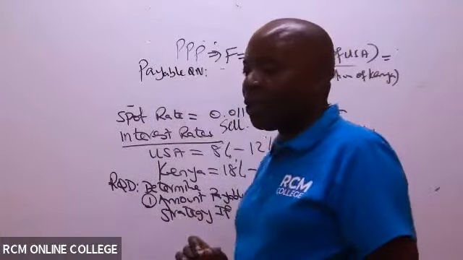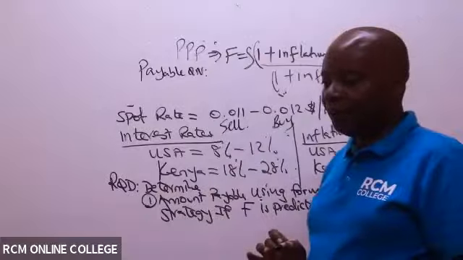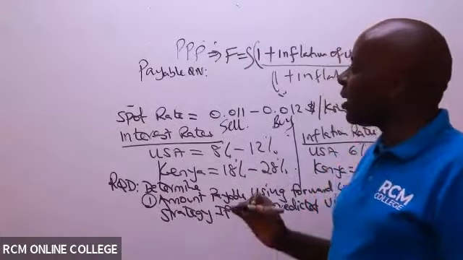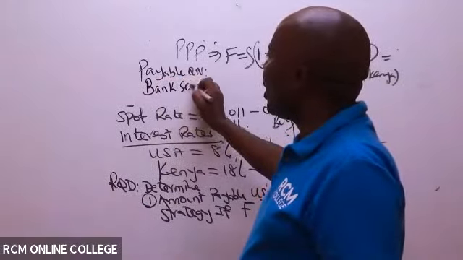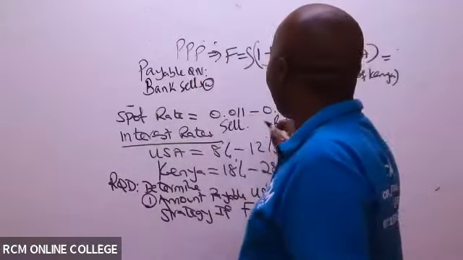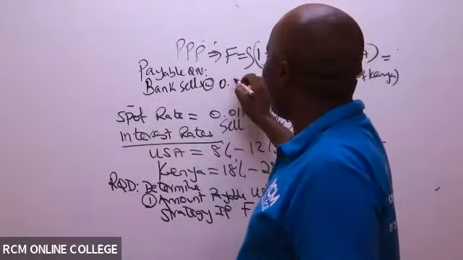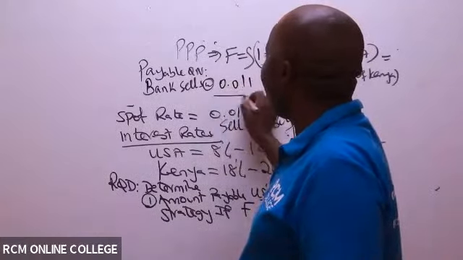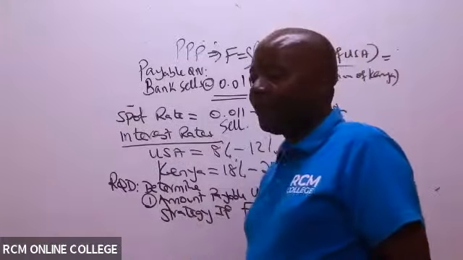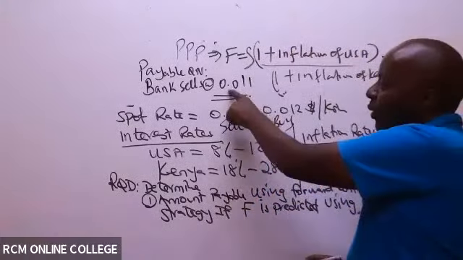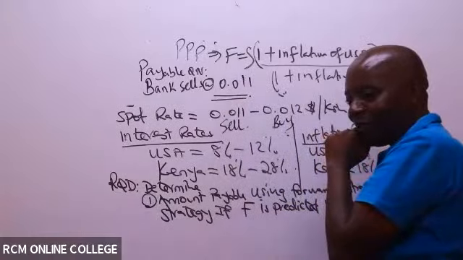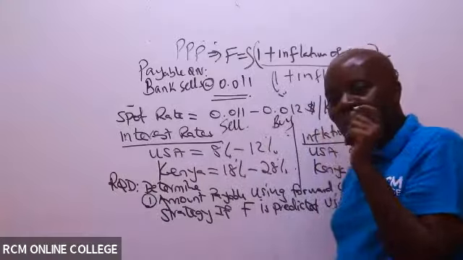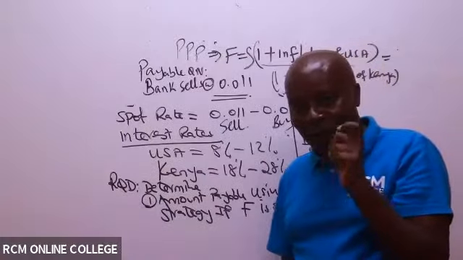So if it's a payable question, what will be the role of the bank? Bank sells. So the bank sells at 0.011, like that. So now this is what we shall use as our spot rate. So most of you chose this 0.011 as your spot rate.